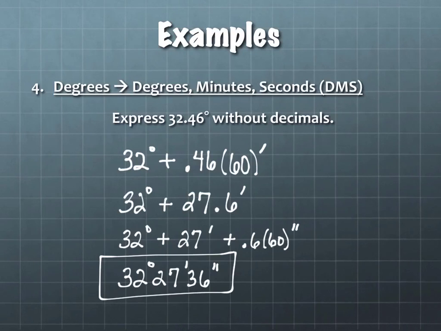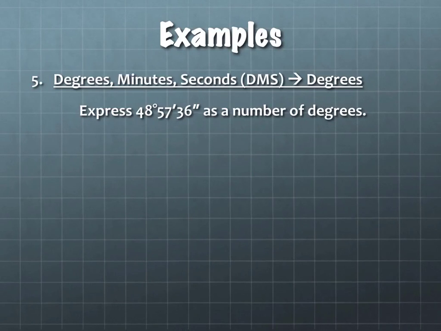All right, now we're going to go the other direction as well. This was turning degrees into degrees, minutes, seconds. Now we're going to turn the degrees, minutes, seconds into degrees. So if we multiplied by 60 on our last example, what do you suppose we're going to do? Divide. You got it. So our 48, again, it's not changing. But for the minutes, we divide by 60, so it would be 57 divided by 60.